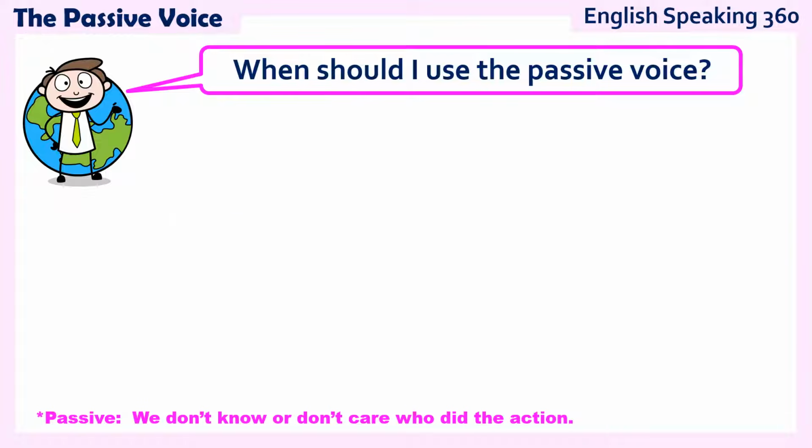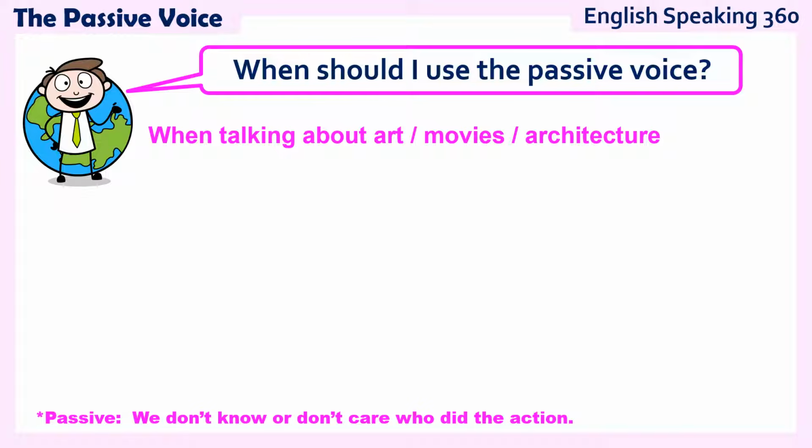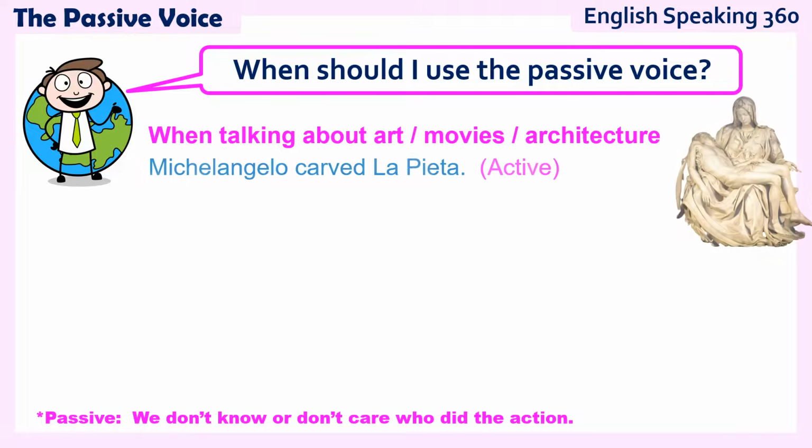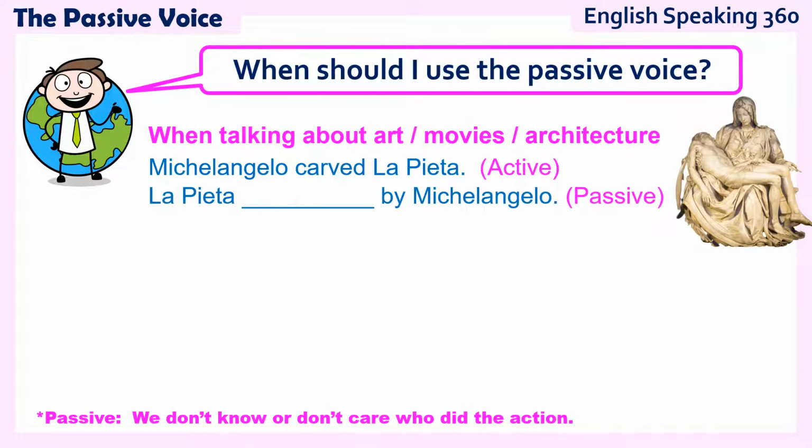Now, there is another situation when we use the passive voice, when we are talking about art, movies, architecture, music, and so on. Now, here's an example. Michelangelo carved La Pieta. Can you make the passive voice? La Pieta was carved by Michelangelo.